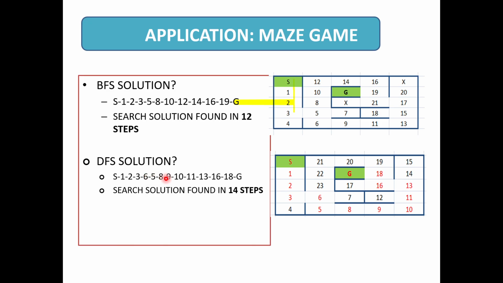Then here, in the DFS solution, you can go for searching S, 1, 2, 3. Then here you have to go for 6, then 5, 8, 9. This way we can reach the goal in this DFS solution.